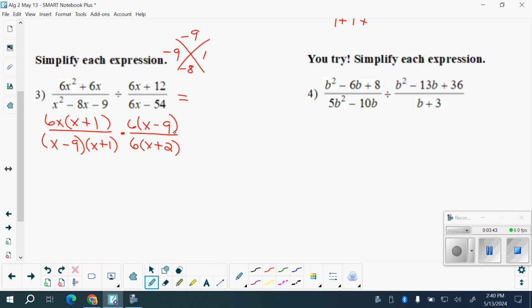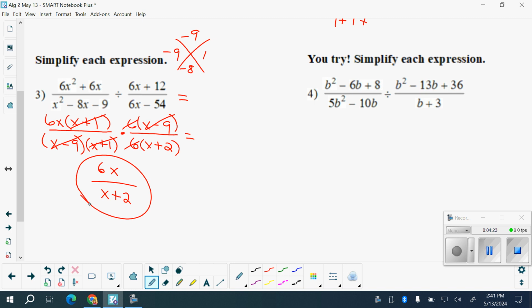Good. Okay, so now we want to see what we can cancel. We can cancel out what? X plus 1, x minus 9. Anything else? A 6. So we're left with 6x on the top over x plus 2. Why can't I cancel these x's here? Remember, in the bottom there, that x plus 2 is like a married couple. I cannot cancel that unless I have another x plus 2 on the top.